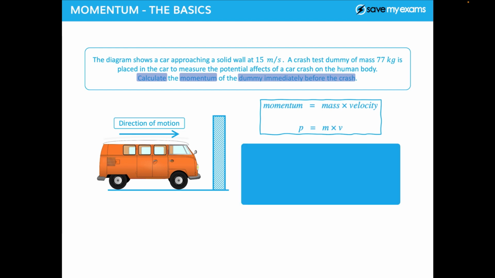Opening up our calculation window, just making our statement that momentum is mass times velocity. Just remember that momentum is represented in physics by lowercase p. Putting in our values, there's the mass of the dummy and the velocity of the dummy, which gives us 1155 kilogram meters per second. But remember now that momentum is a vector, so our complete answer is then 1155 kilogram meters per second to the right. So that's the same direction as the motion of the vehicle.